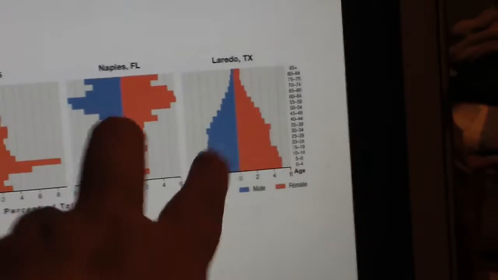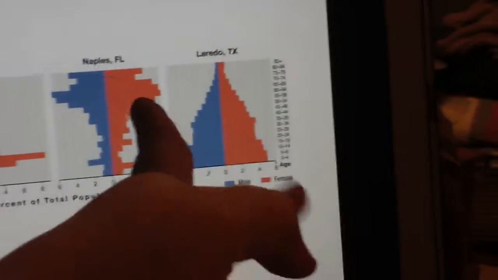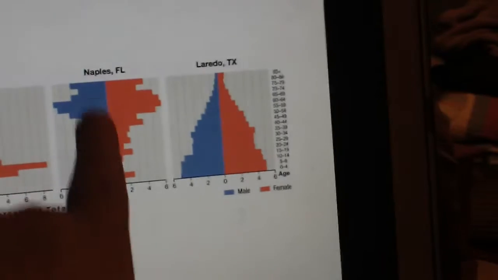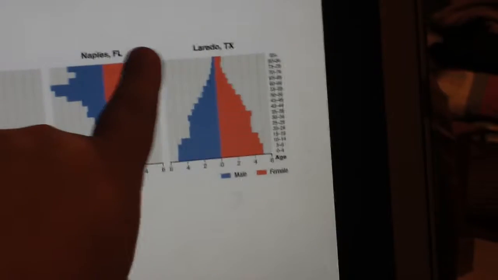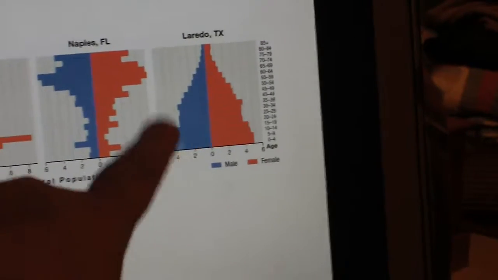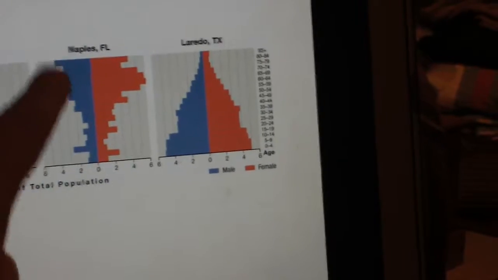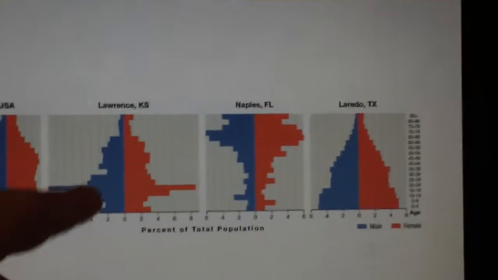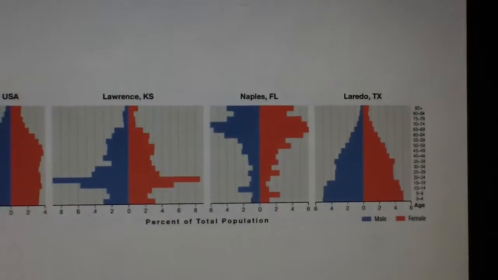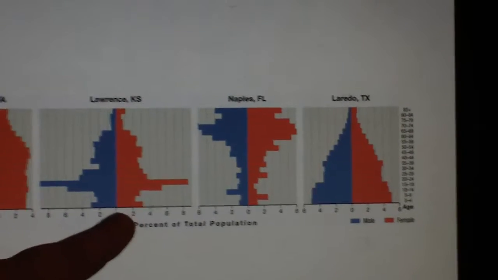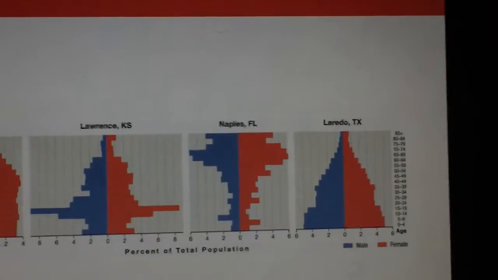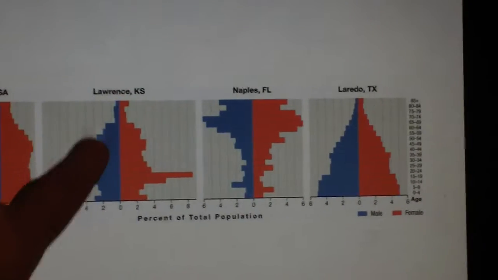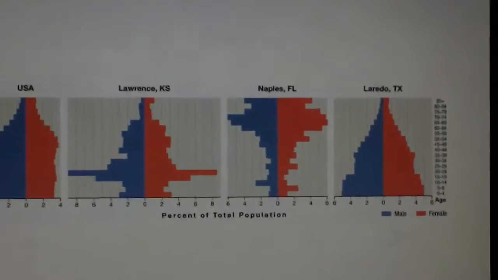Naples and Laredo have almost, not exactly, opposite population pyramids because the middles are somewhat different. Laredo doesn't have that many elderly people, but they have so many young people, whereas Naples doesn't have that many young people, but it has so many elderly people. So for the dependency ratio, you have to look at both the young people and the elderly people. Lawrence, Texas has a really nice dependency ratio because they don't have that many young people, and they also don't have that many elderly people. They have a lot of people in the middle here who are working and making money.